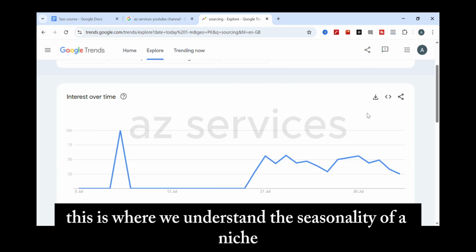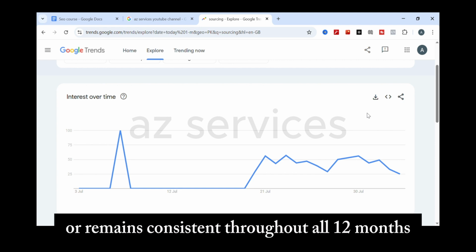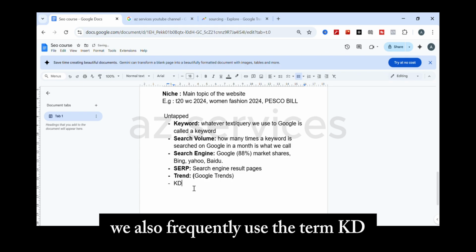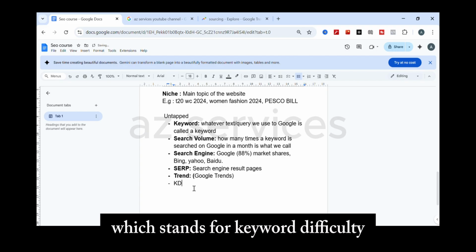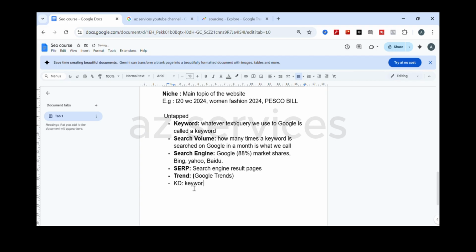This is where we understand the seasonality of a niche, whether it peaks only once a year or remains consistent throughout all 12 months. We check this using Google Trends. We also frequently use the term KD, which stands for keyword difficulty. This is something you'll definitely remember.